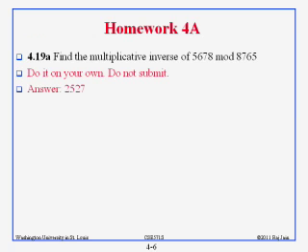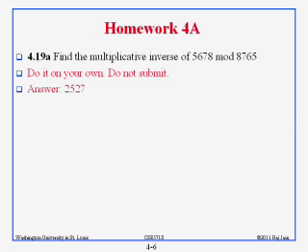Alright. So now the homework. Find the multiplicative inverse of 5678 mod 8765. First I had given it as a homework, but then I thought that it's just too much for us to check. So I am not going to check it. You just do it on your own, and here's the answer. You can do it at home, you can do it now, it doesn't matter, but let's move on.